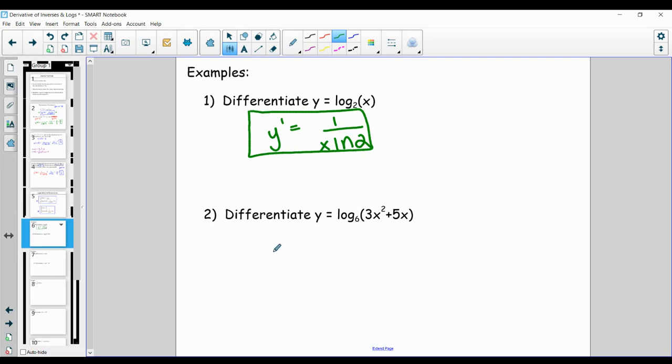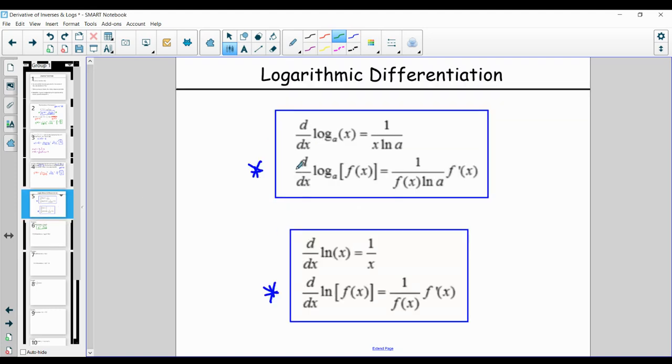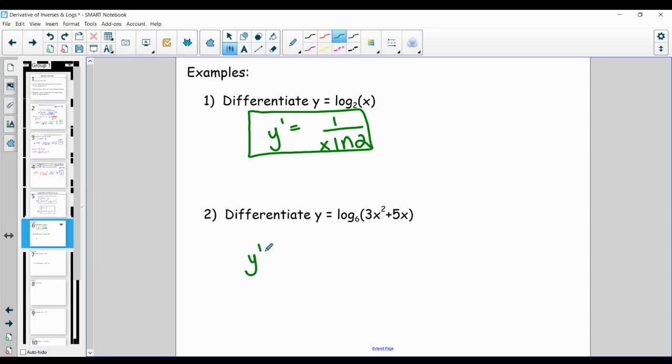Okay, for number 2, we have a function inside, so we don't have just an x. So we're going to need to use the chain rule. So we're going to have to do 1 over that function, ln of the base, times the derivative of the function. So we get y prime equals, so we're going to have 1 over the function, so 3x squared plus 5x. So I'm going to put that in parentheses. And then it's going to be times ln of the base, so the base is 6. And then we're going to multiply by the derivative of our function, which is 6x plus 5.